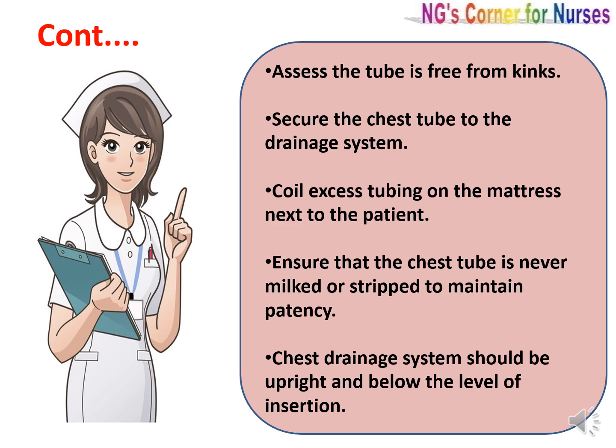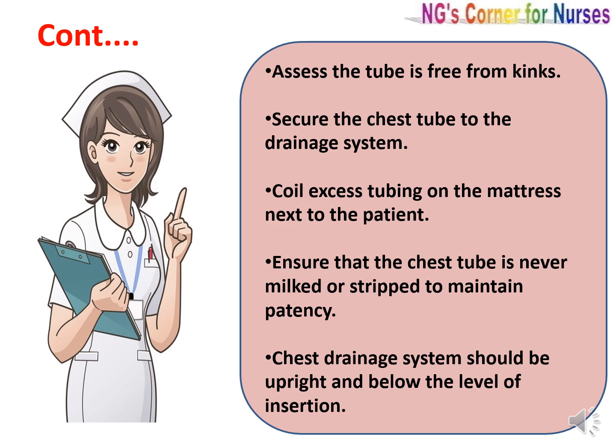Next is coil excess tubing on the mattress next to the patient because it prevents pressure of tubing on the suture site and avoids unnecessary discomfort of the patient. Then ensure that the chest tube is never milked or stripped to maintain patency because milking can cause an increase of pressure which can cause damage to the lung tissue and vasculature.